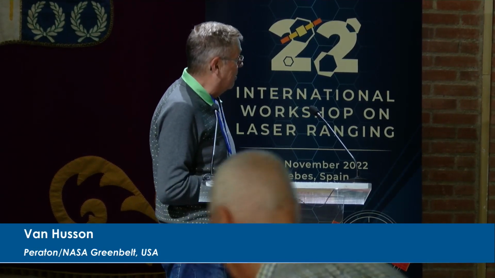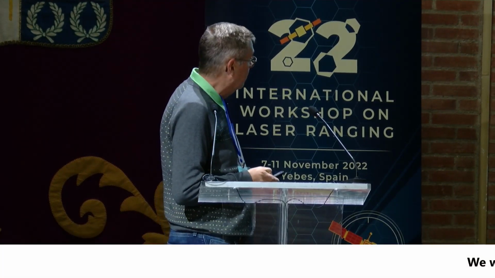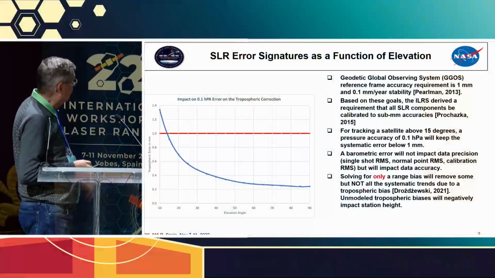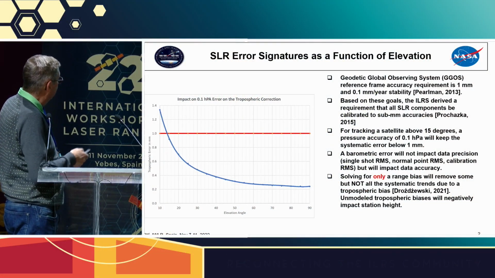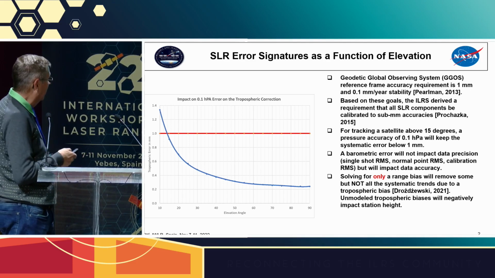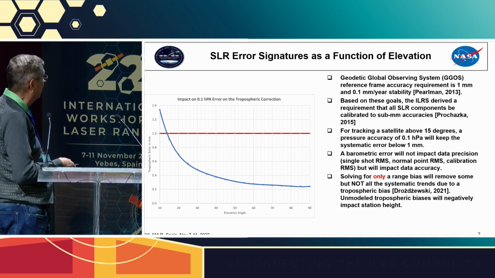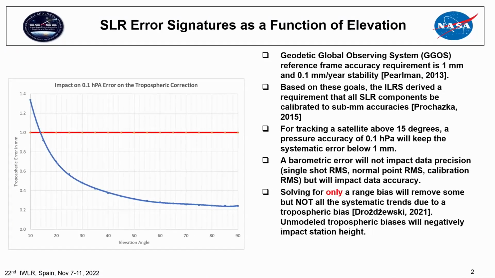So my talk is on monitoring ILRS barometric accuracies using the Vienna mapping function for optical wavelengths. Over here on the left is a chart of the impact of a 0.1 hectopascal error on the tropospheric correction as a function of elevation angle. So here's 90 degrees, here's 10 degrees.